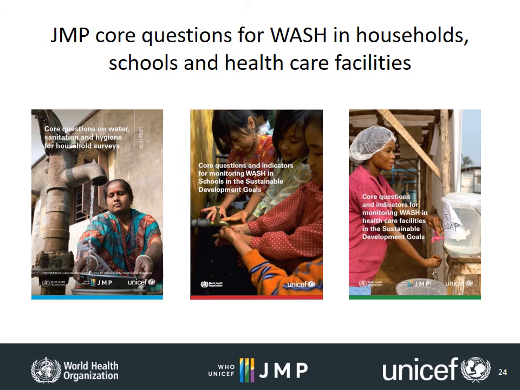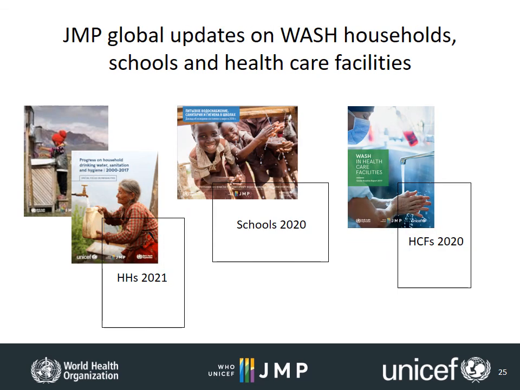You may be aware that the JMP not only monitors WASH in households, but also in schools and in healthcare facilities, and you can find our recommended core questions for each of these settings on the website. The JMP published reports on both healthcare facilities and households in 2019, but we are moving to a cycle of putting out reports on schools and healthcare facilities in even years and households in odd years.